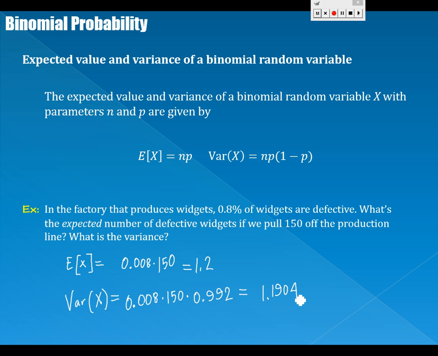So what we're saying is, on average, if we do this quality control every day, sorry, NPQ. N times P, I have it backwards up here. N is the number of trials, P is the probability. Whichever, doesn't matter. That means every day, if we do this in the long run, every day we pull 150 off the line and we check how many are defective. We expect on average to see 1.2 defective ones each day, right? On average, in the long run, if we do this every day. Okay.